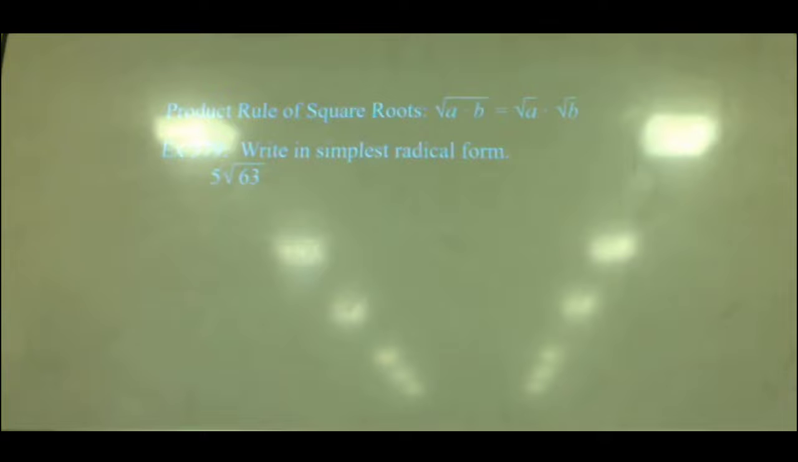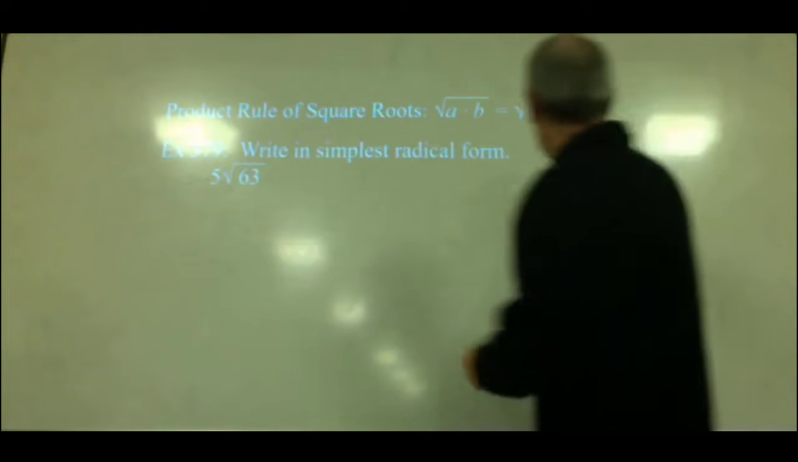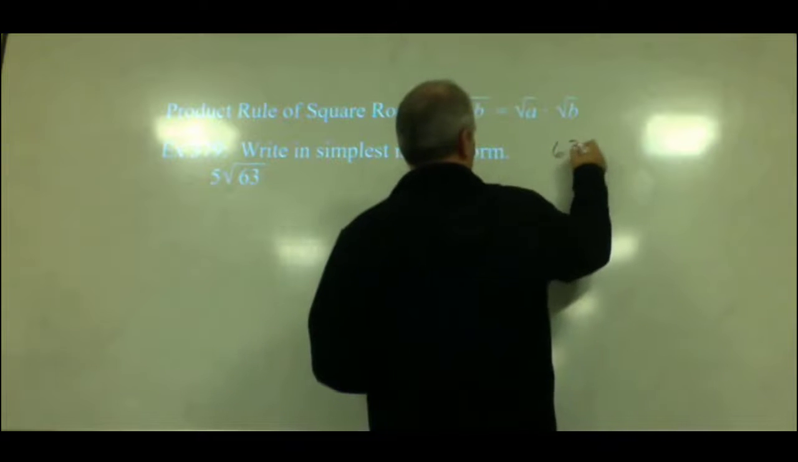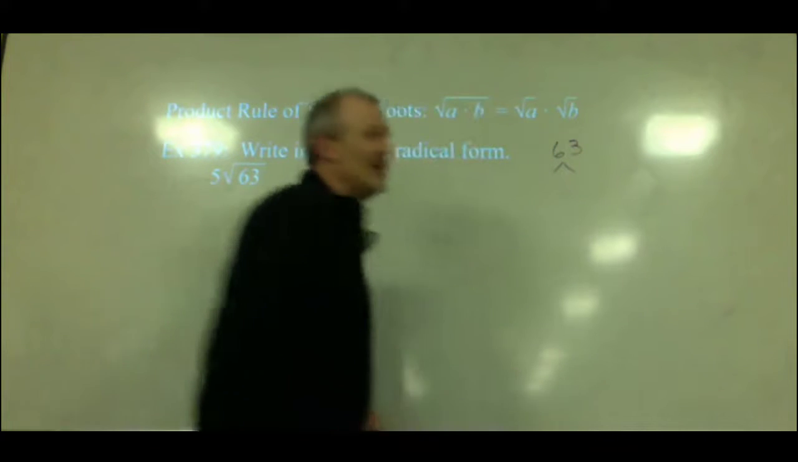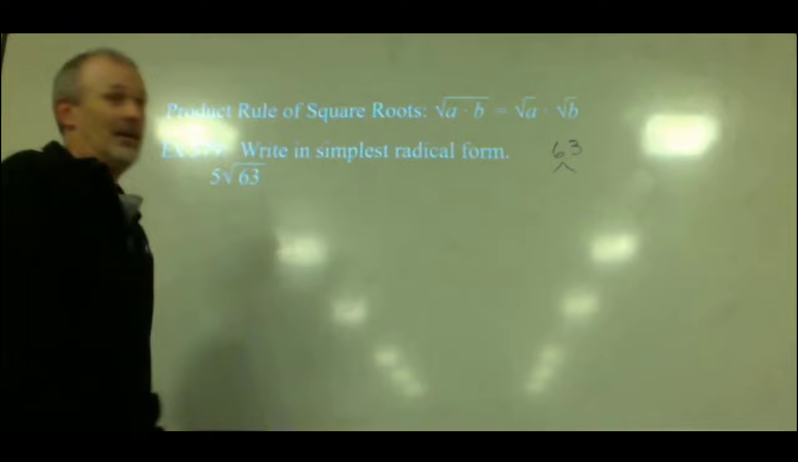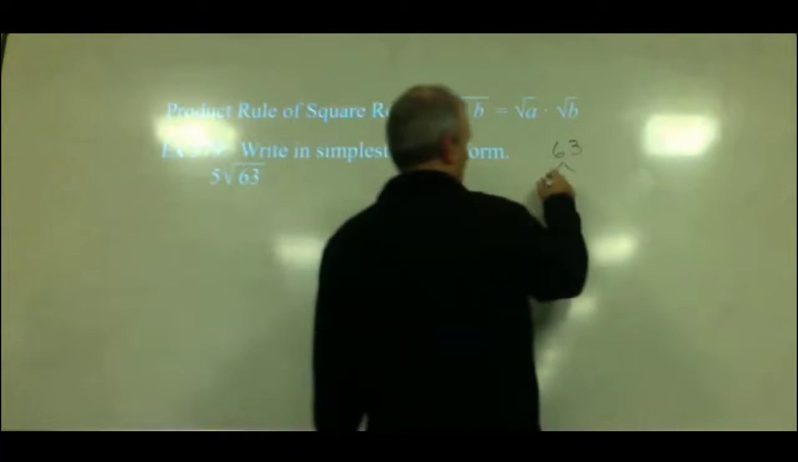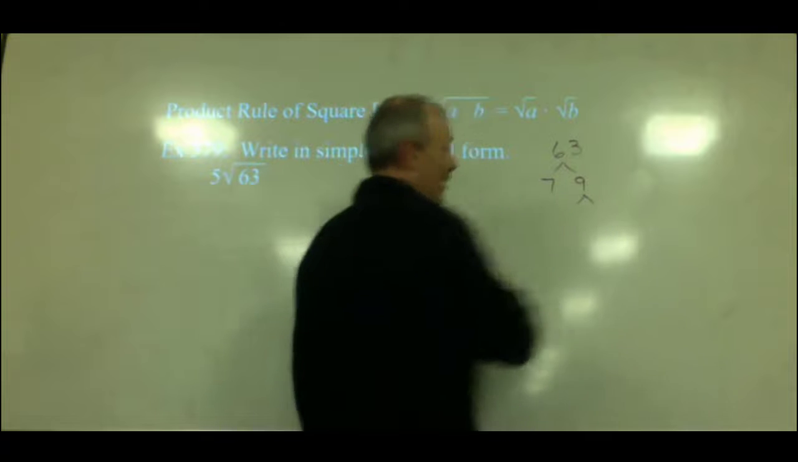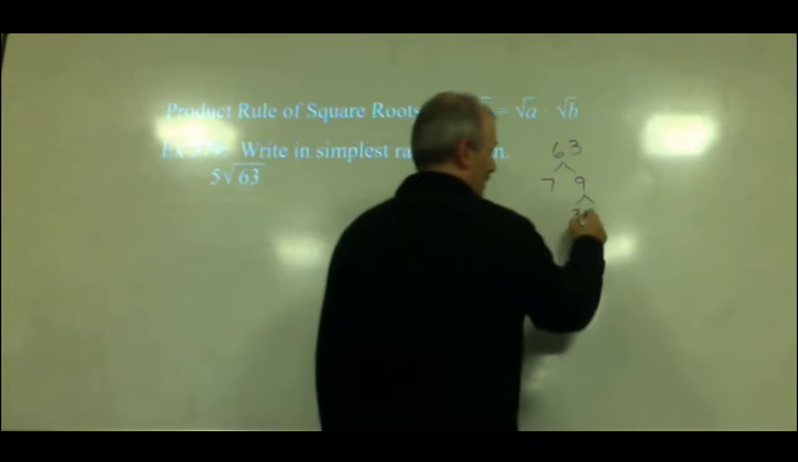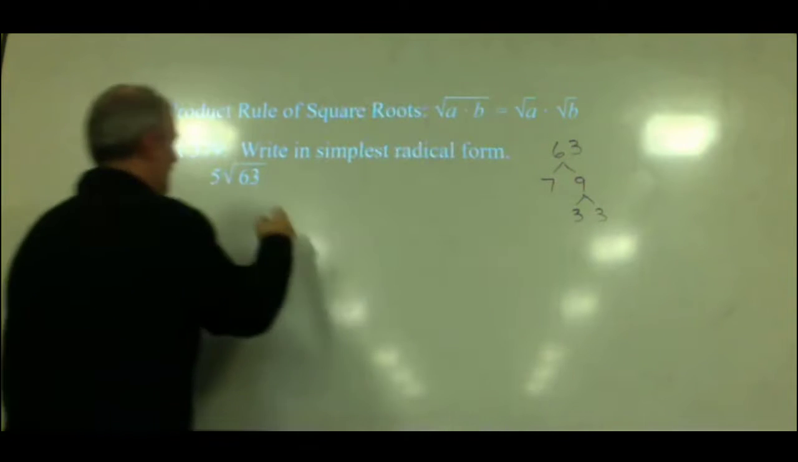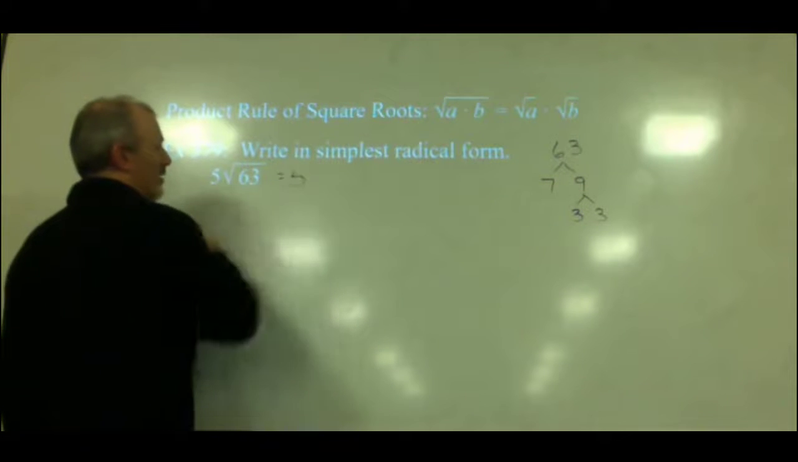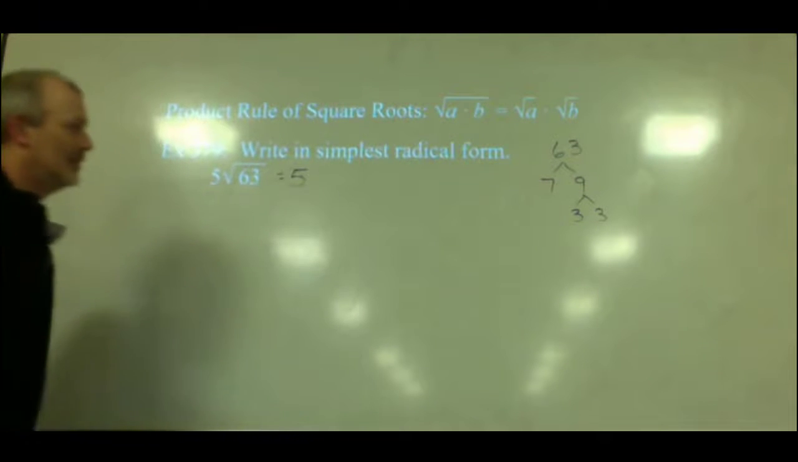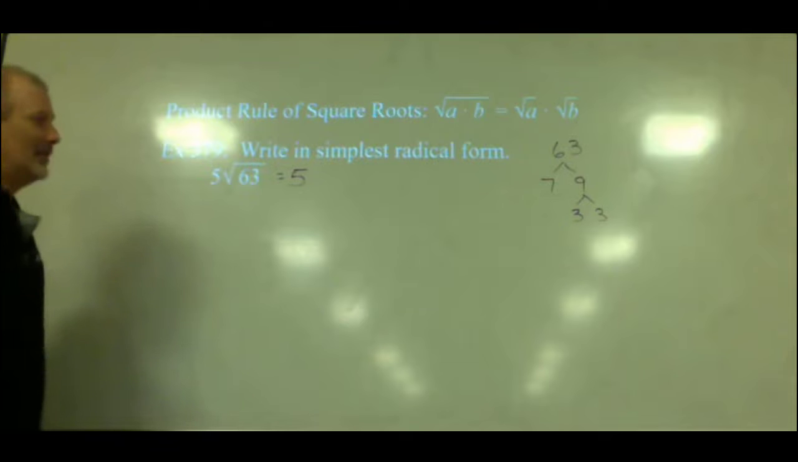All right, so the next one, 5 times the square root of 63. Again, the first thing we want to do is break up the 63. What can divide evenly into 63? Is it 7? 7 can. How many times? 9. And then 7 is prime, but 9 can break up into 3 and 3. So here's what we have. Hold on, can you slow down? Yeah, sorry. It's okay. 3, so 7.